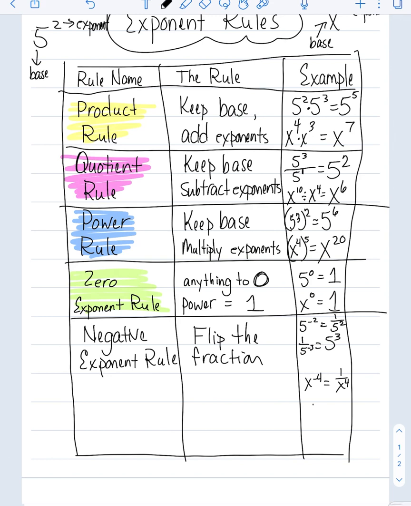Let's do the same thing if the negative exponent is on the bottom of the fraction. Let's say we have 1 over x to the negative 5 power. You flip it. The x was on the bottom. Now let's move it to the top of the fraction. X over 1 is just x, and the negative 5 becomes a positive 5.